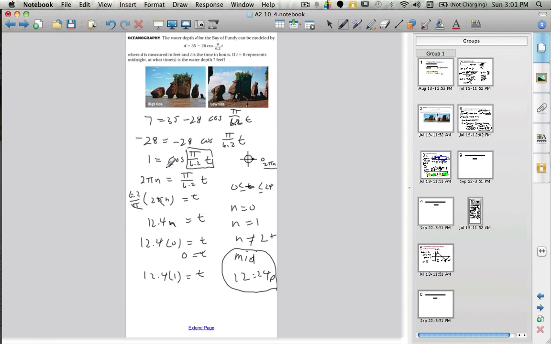So the tricky part of this is realizing at this point that if cosine of this angle is equal to 1, then the angle has to be equal to 2 pi times whatever number of revolutions we've gone around the circle. Okay, and that's how you would go ahead and use this information to solve this type of a problem.